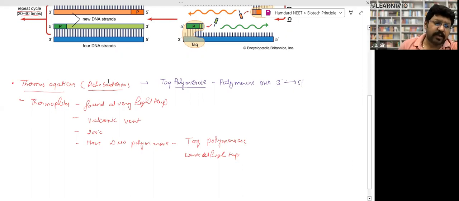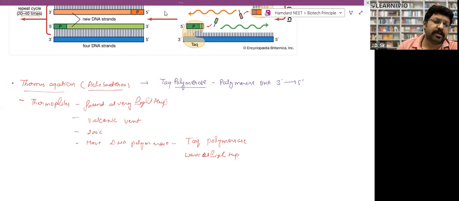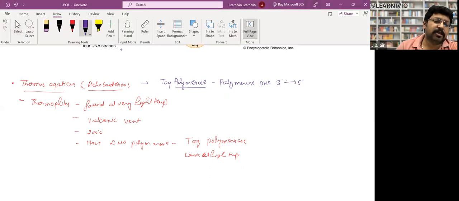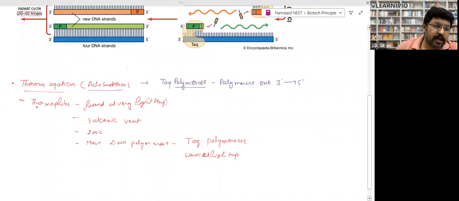And archae, the name itself represents it. Archae means old and bacteria means bacteria. So Thermus aquaticus is a thermophile. Thermophile means they are found in very high temperature, right? They are found in volcanic vents. Volcanic vent means the mouth of a volcano, which is found at the ocean floor, right? These bacteria are found at 200 degrees centigrade temperature.